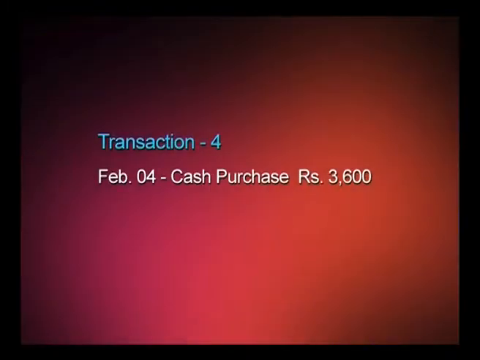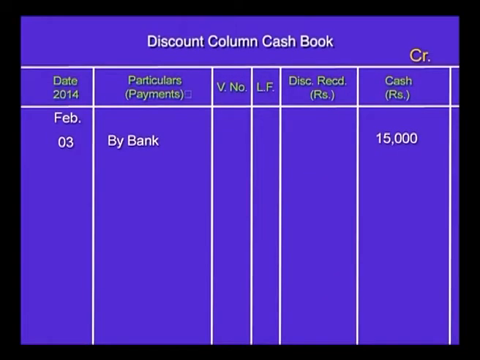Next transaction is again a simple one. February 4 cash purchase of rupees 3,600. So, this is also a payment of money. So, it will be on the same credit side. See the next transaction of credit side. 4th of February is the date in the date column. By purchase, you are purchasing. So, by purchase in the particulars column and rupees 3,600 in the amount column.